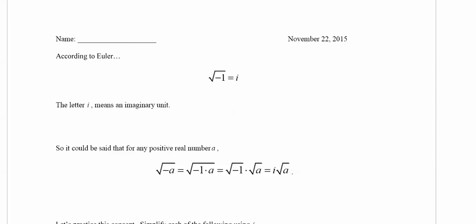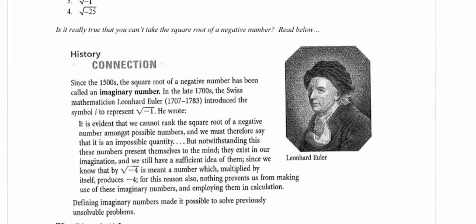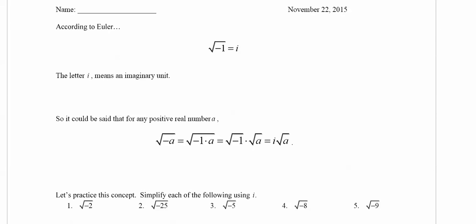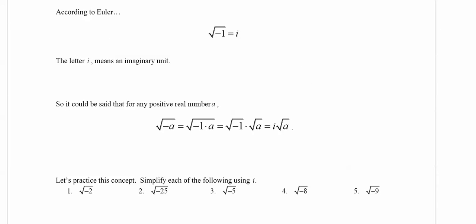First off, we started talking about Euler and what he did with imaginary numbers. We established in the beginning that the square root of -1 is equal to i. So i has been established as the square root of -1, which is basically the definition of an imaginary unit.